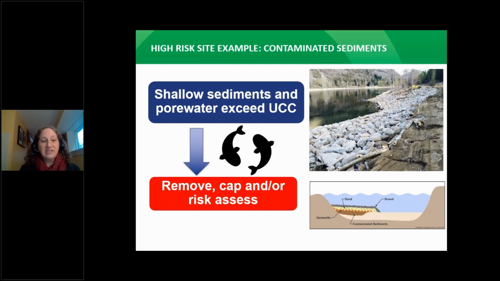The majority of these sites have a detailed risk assessment completed in combination with excavation or capping of the high-risk sediments. The detailed risk assessment will often need to evaluate all risks, including those defined as high risk, to provide assurance to the statutory decision maker that there is little risk to aquatic life in the surface water and the biologically active zone from both sediment and pore water contamination.